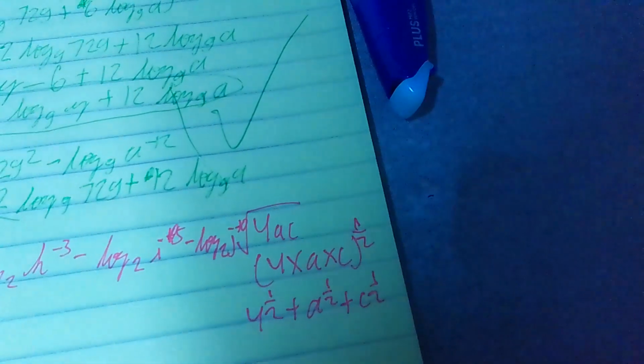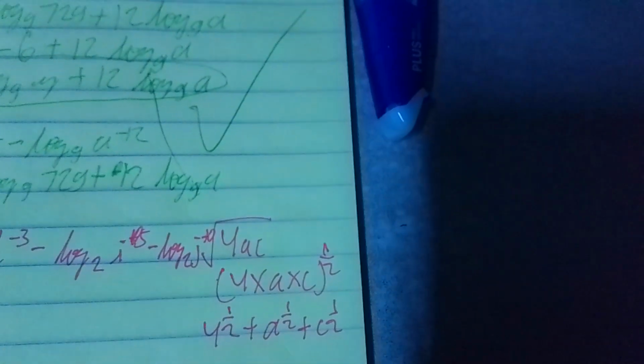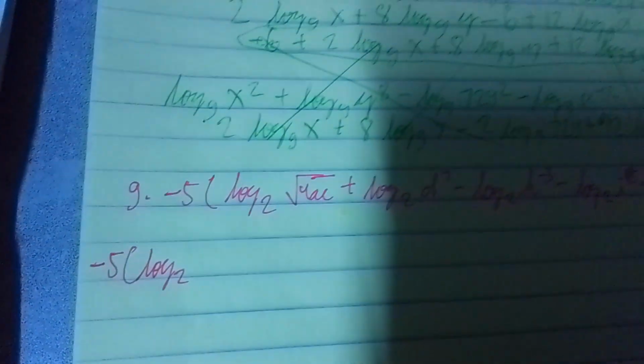And then, remember, log base 2 of d raised to the 7 minus log base 2 of h raised to the -3 minus, remember, nasa baba. Kasi nga, remember, kung nasa denominator, ibig sabihin nasa baba. I raised to the 5th power. So minus log base 2 of I raised to the 5th. And then minus log base 2 of j raised to the -10.